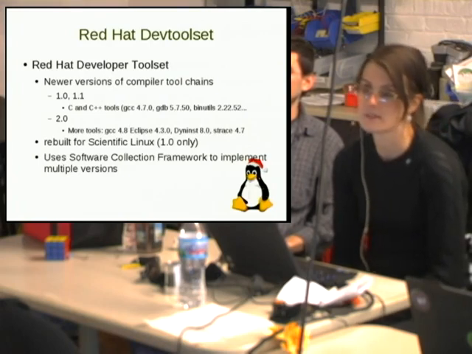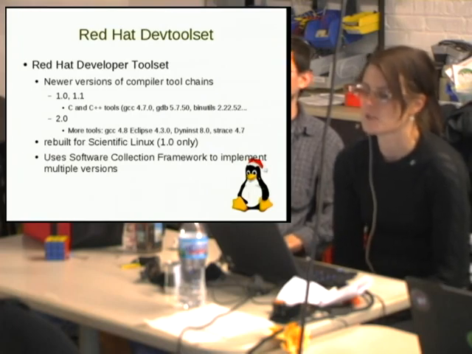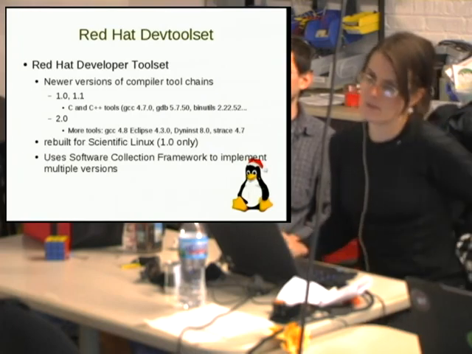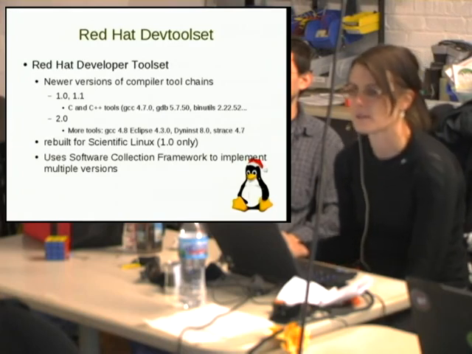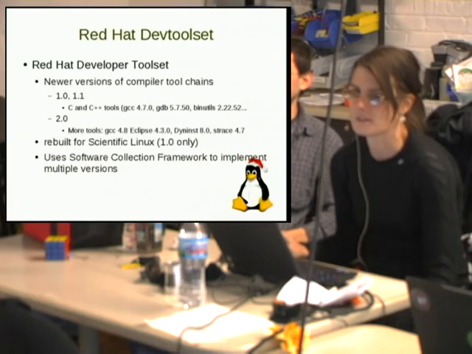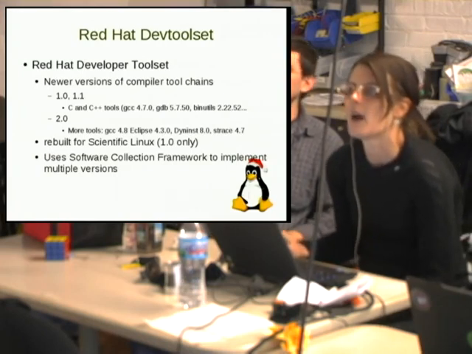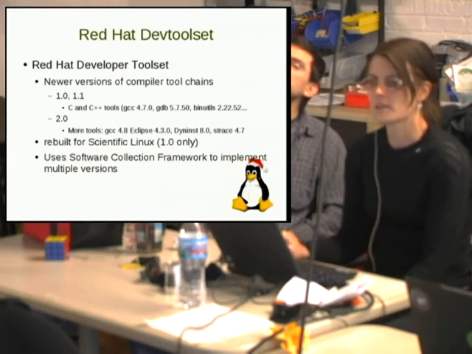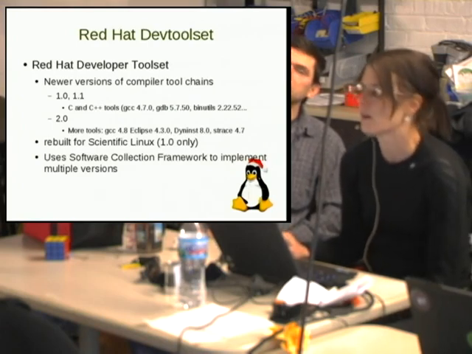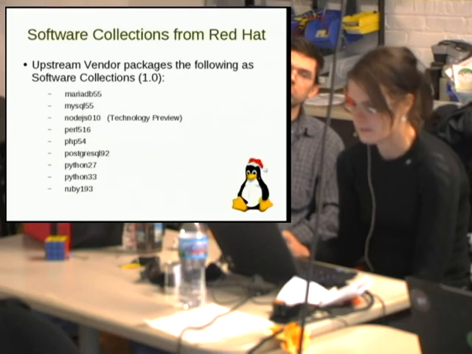Also, it has Eclipse. It hasn't yet been built for Scientific Linux, because of some difficulties that we've run into with building Eclipse and some of the build requires that come from the Java stuff that comes from Fedora, and just figuring all that stuff out. But it may be released in the future. Bottom line is, all this stuff uses the Software Collections framework to install and work with multiple versions of the stuff on your system.